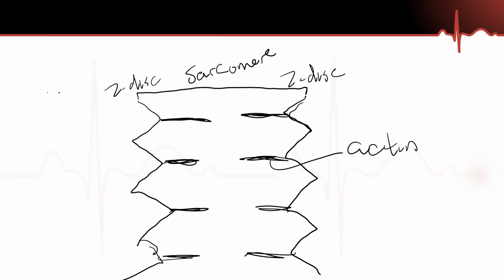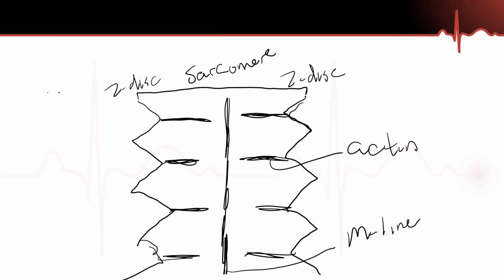All right, in the center of the sarcomere, the dead center of the sarcomere, there's a protein filament that's in a straight line, and it's called the M line. The M line is this centrally located protein filament within the sarcomere. Okay, it's the dead middle of the sarcomere.